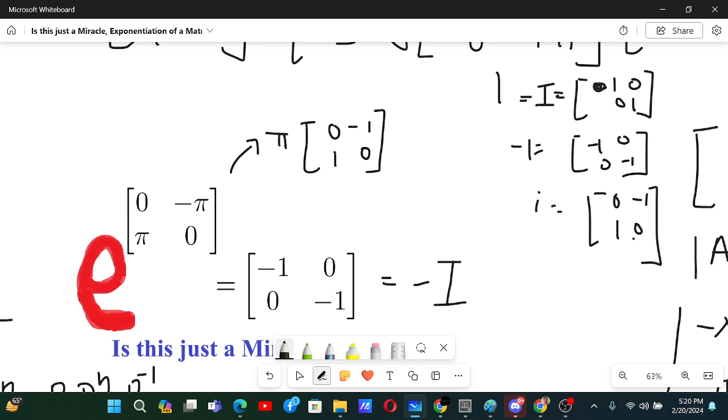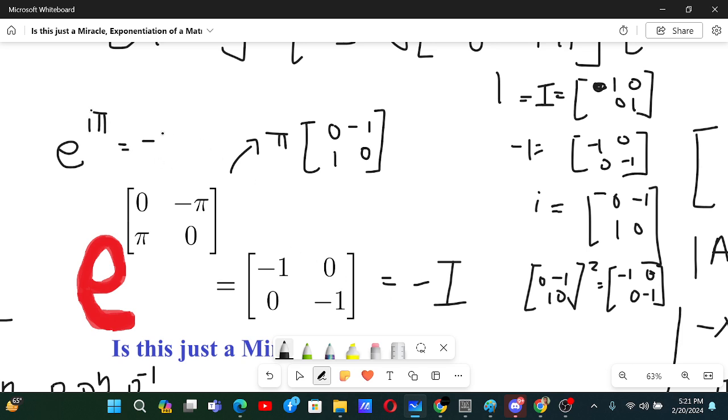And if you want to check how this is the matrix form, just square this matrix. If you square 0 minus 1 1 0, you will just get minus 1 0 0 minus 1, which is minus 1 in matrix. That's why this is i. Now if you observe, we are actually having e to the power i times pi, and we are getting minus 1.